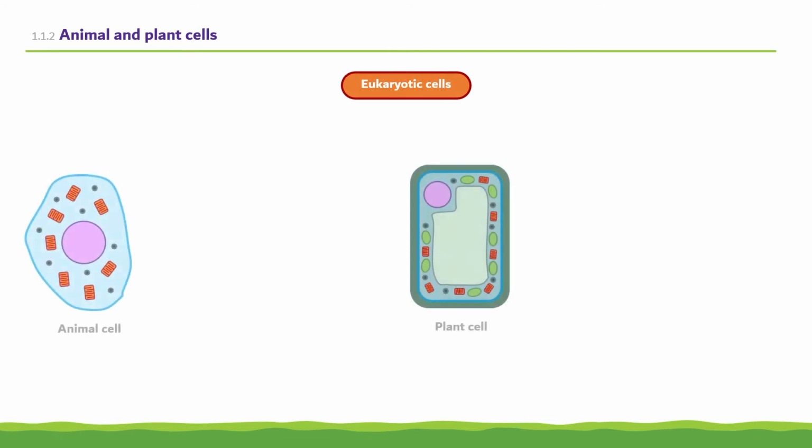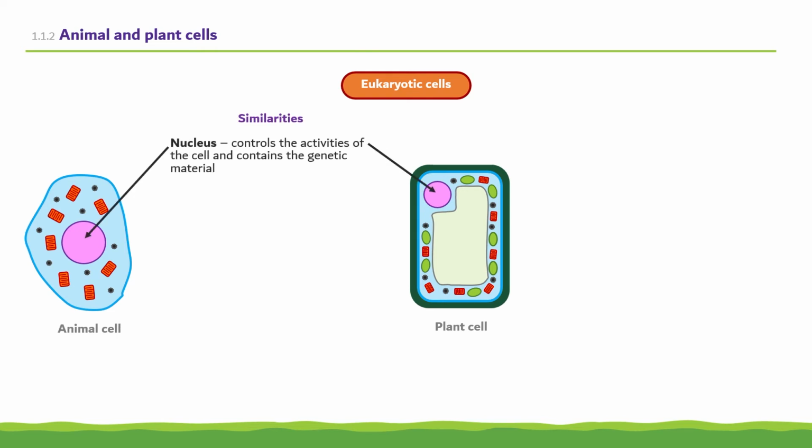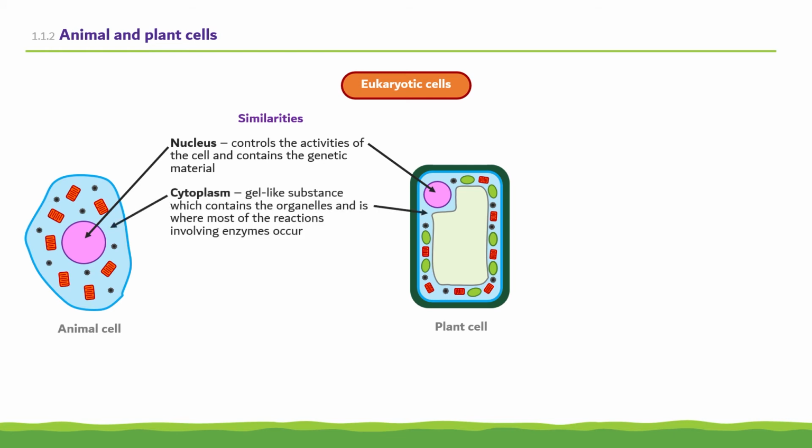Animal and plant cells are examples of eukaryotic cells. The features of animal and plant cells have similarities and differences. Beginning with the similarities, both cells contain a nucleus, which controls the activities of the cell and contains the genetic material, including DNA. The cytoplasm is a gel-like substance which contains the organelles and is where most of the reactions within the cell involving enzymes occur.